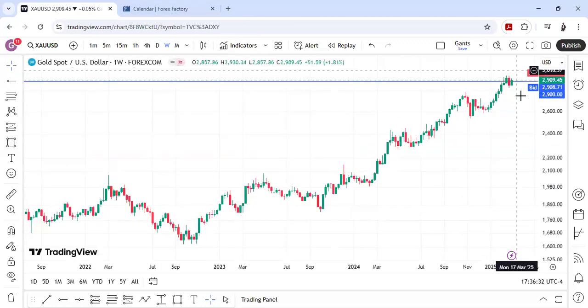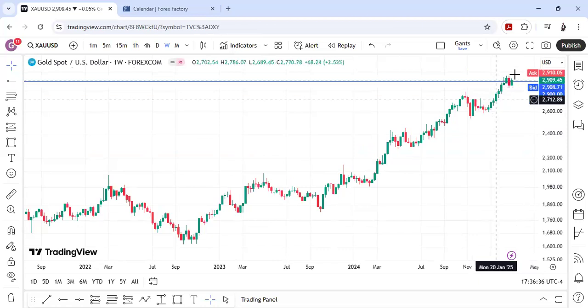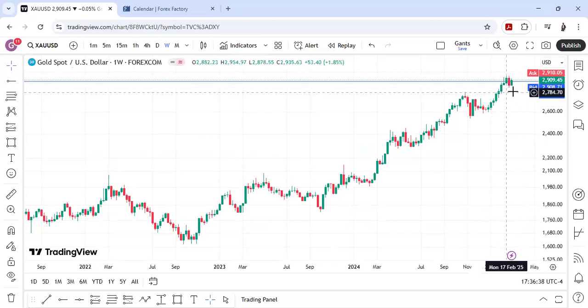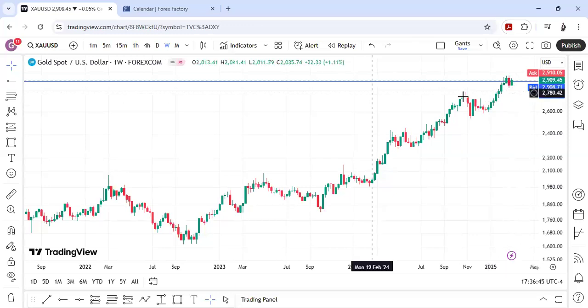Gold, what happened to gold? Indecisive as well. Gold was indecisive, traded within the range of the 2 weeks candle, just traded within that range. So it was an inside week for gold.